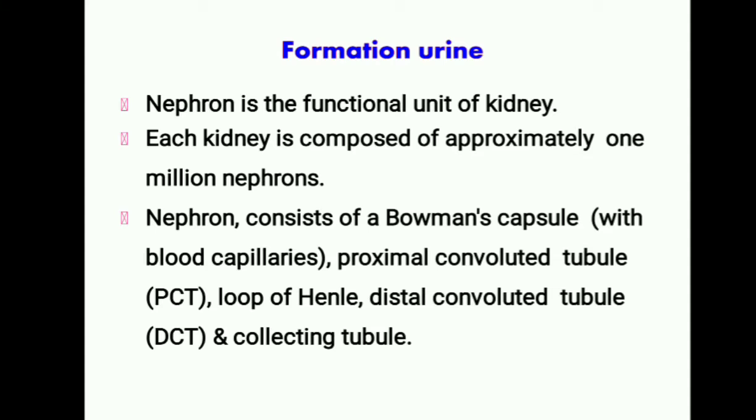Formation of urine. Nephron is the functional unit of kidney. Each kidney is composed of approximately 1 million nephrons. Nephron consists of Bowman capsule with blood capillaries, proximal convoluted tubule, loop of Henle, distal convoluted tubule, and collecting tubule.